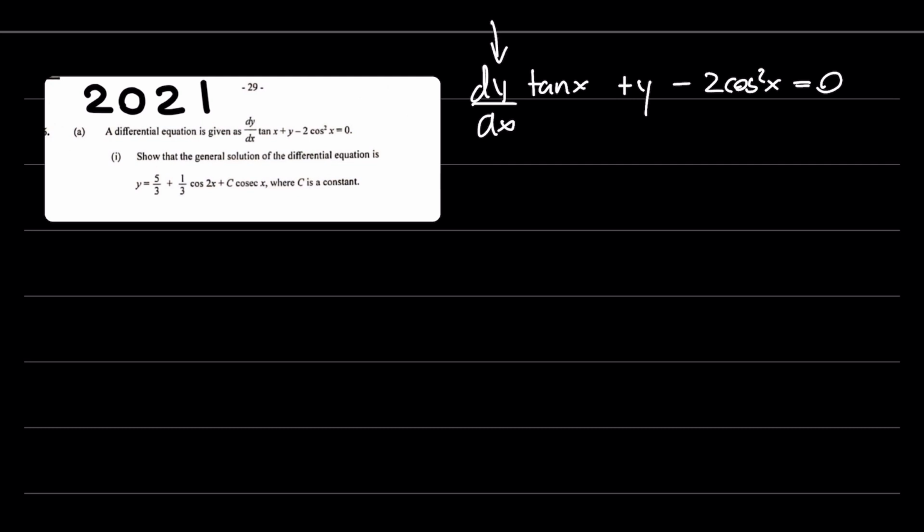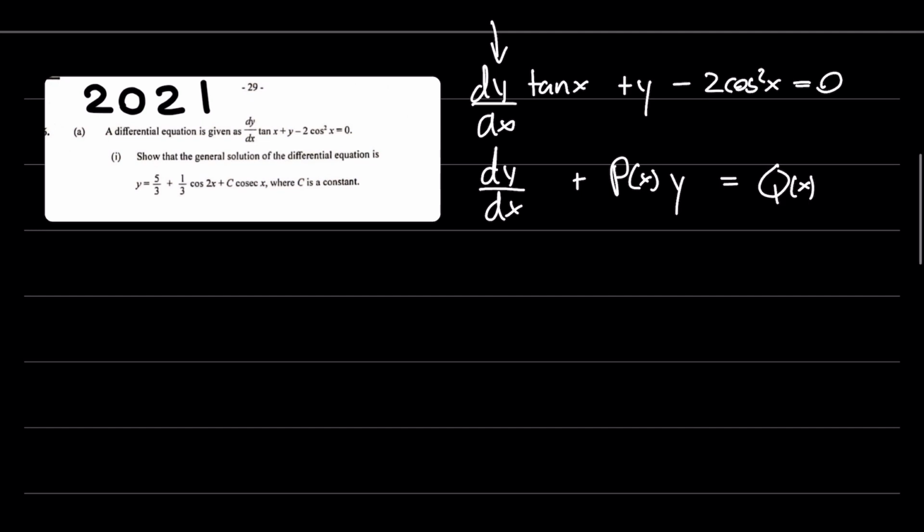And immediately under that, I like to write the actual format of a first order differential equation. It's first order because this is to the power of 1, it's the first derivative, so I know it's first order. So I just like to write the format of that, which is dy by dx plus p of x times y should be equal to q of x.